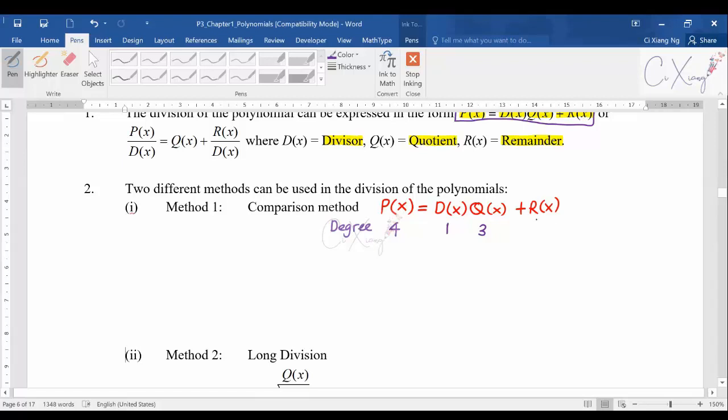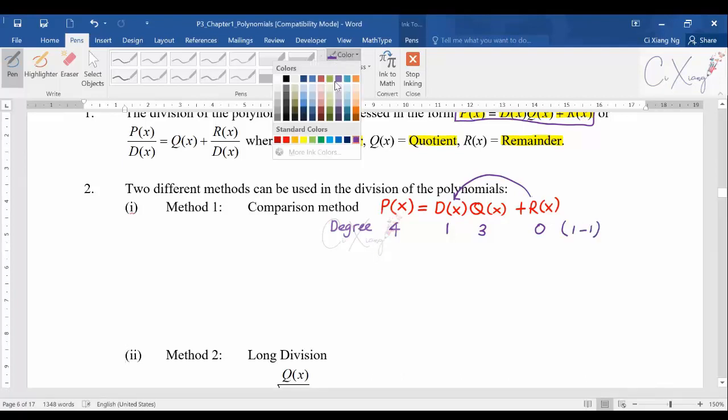And then what is the degree of rx? The degree of rx actually depends on the degree of dx. So for rx, the remainder, the degree is not just 0. It depends on the degree of dx, that means 1. The degree of dx is 1, so you take 1 minus 1, therefore it is 0.